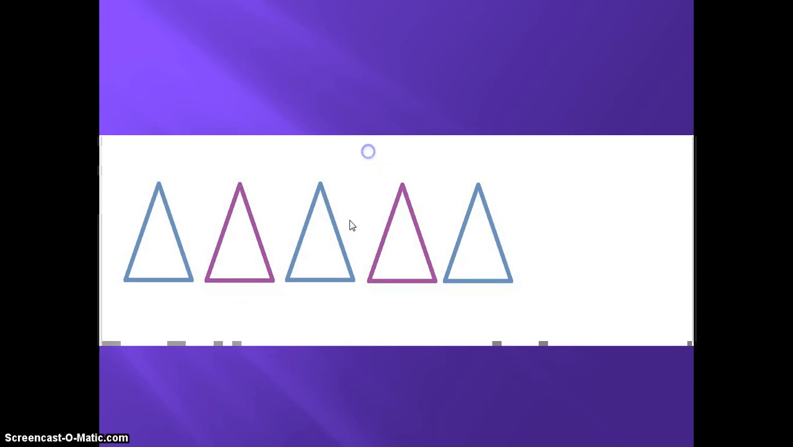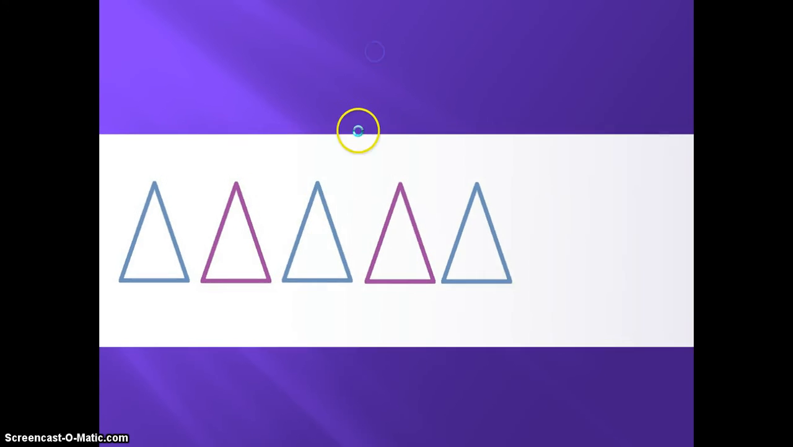Then we have a different pattern here. What's the same about this pattern? Yeah, they all have the same shape. We don't have like a triangle and a circle, we just have all triangles. But what's different about this pattern is the color. We have a blue triangle and a purple triangle and a blue triangle and a purple triangle and a blue. So we go blue, purple, blue, purple, blue, purple. Yep, that would be the end of it because that's what comes next. That's the pattern.